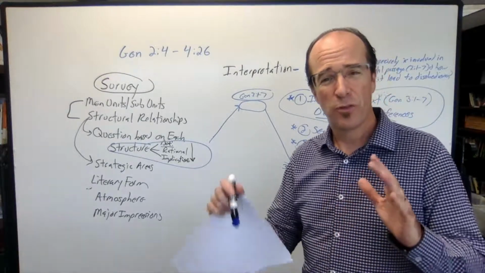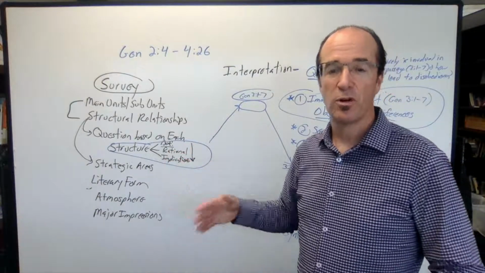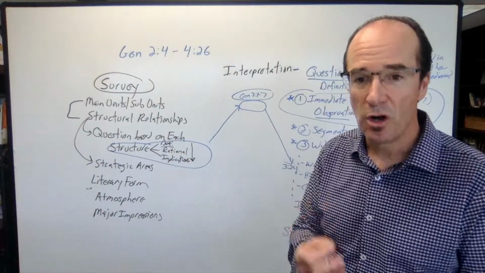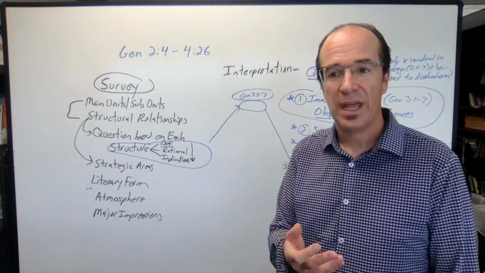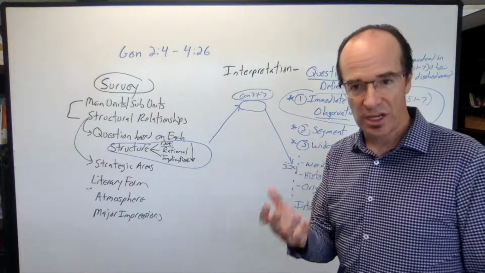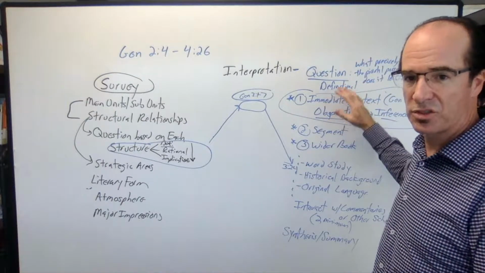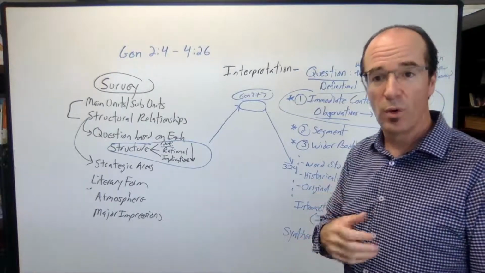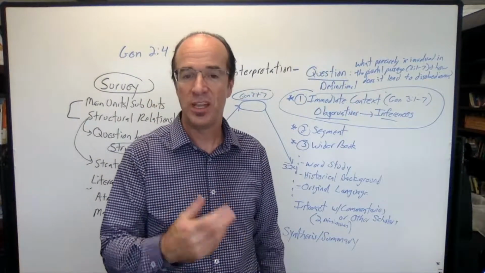Now, the second way for this class is you're going to do a survey for most of the segments, but then for the interpretation, you can also take one of the questions that I have given you and apply it to the text that I suggest, and then work in immediate context, running the same process. Where do I get the questions that I'm asking? Most of those come out of my survey work, just in case you didn't know.